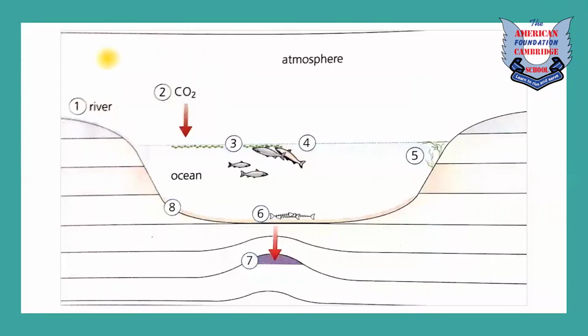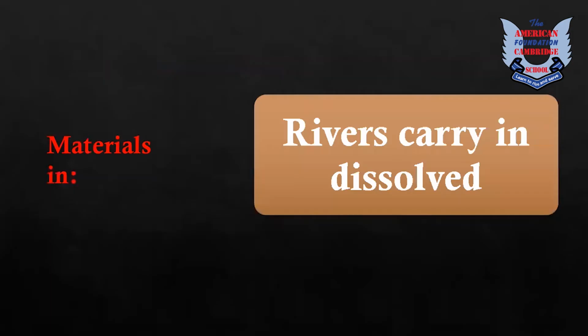Here you can see the picture. In this, you can see that the river carried out some materials in and some out. So we'll discuss it in these slides. Okay, rivers carry and dissolve substances from the weathering of rocks. Weathering of rocks describes the process of weakening and breaking down of rocks and minerals.